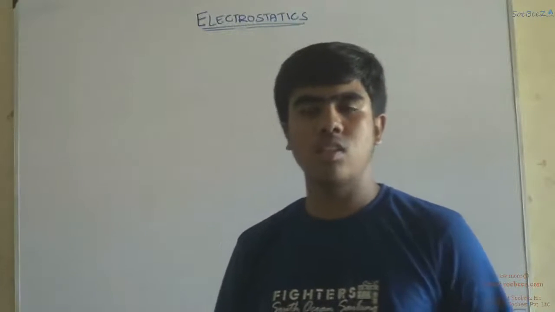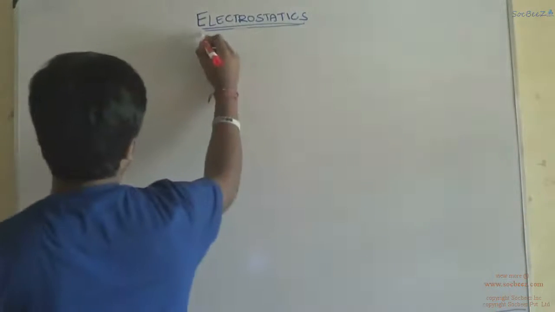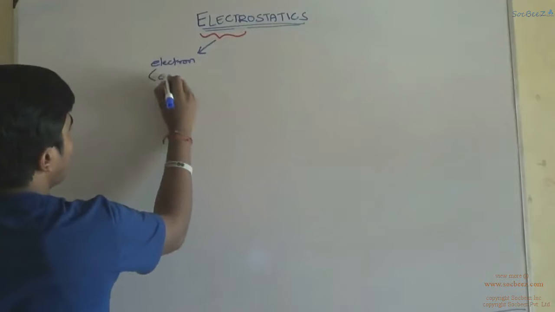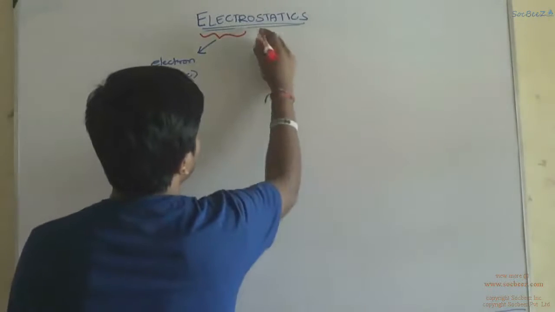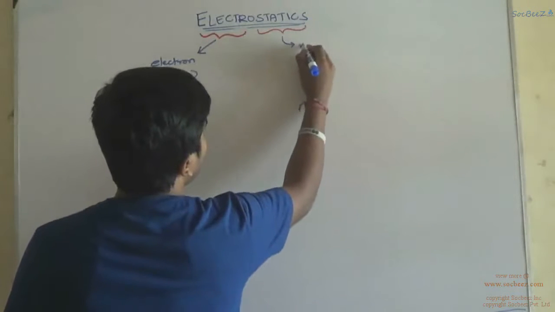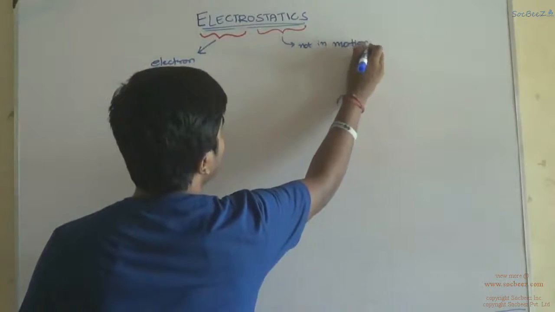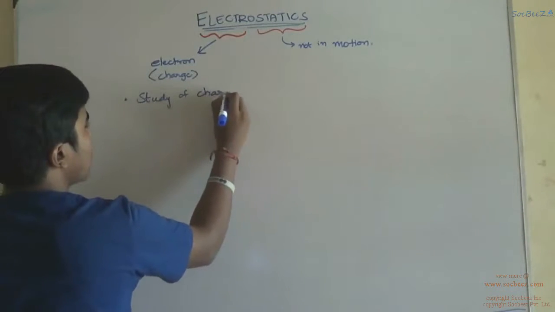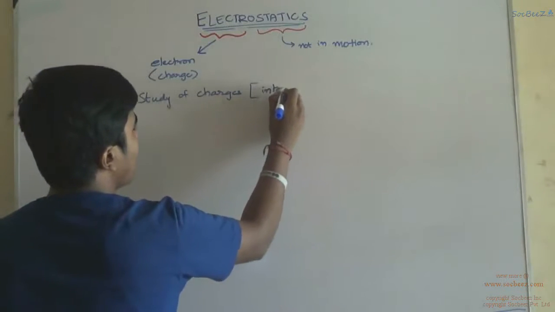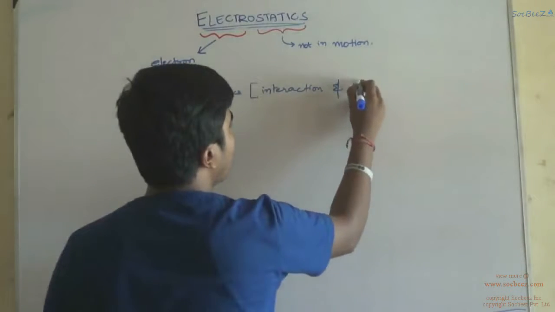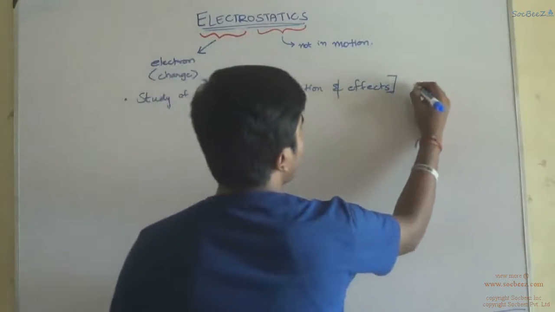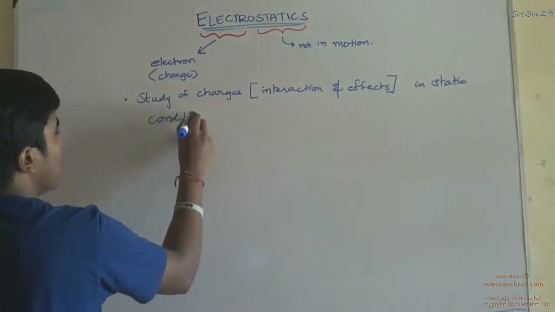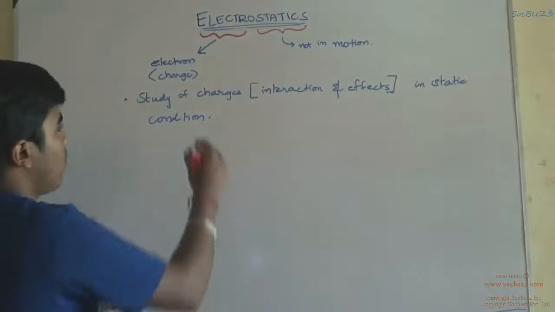Today we are going to read about electrostatics. So as the name suggests, electrostatics. Electro means an electron. It actually refers to an electron, which is nothing but a charge. And statics means not in motion. So electrostatics is the study of charges, basically the study of interaction and effects of charges in static condition.